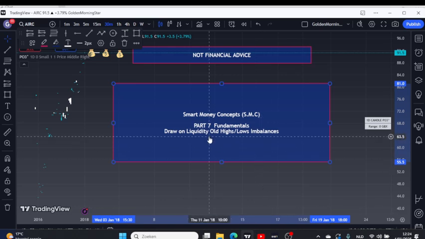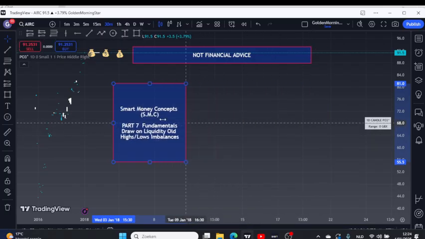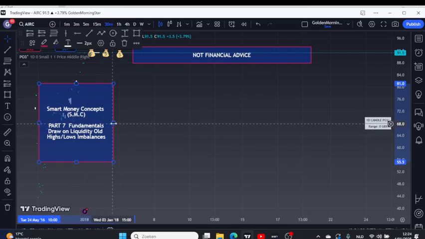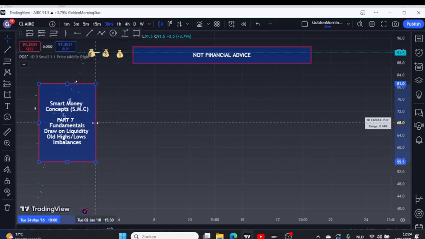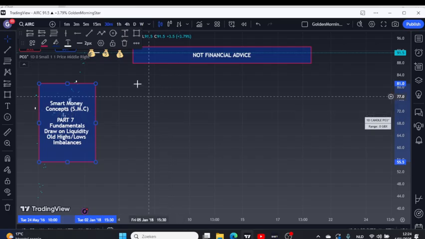Fundamentals, draw on liquidity, old highs, lows, and imbalances. The video layout is a little different because I had to re-record it, so don't mind too much, it's going to fit perfectly in.